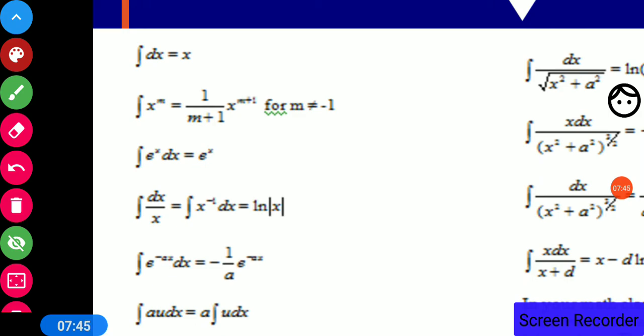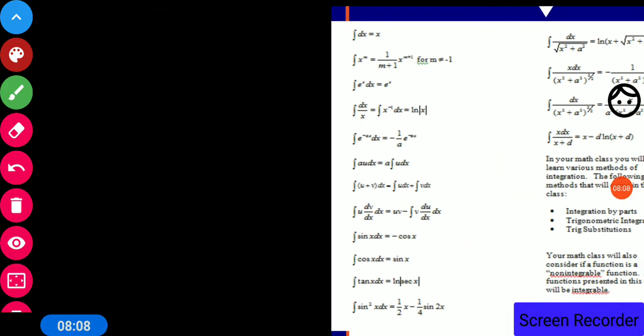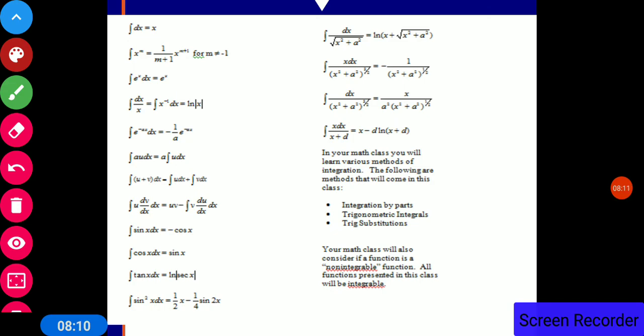Other formulas are also used in mathematics, but for physics only this formula and this one. Integration of dx upon x, that is x raised to power minus 1 dx, is log x to the base e. These two are commonly used, and of these, this one is the most commonly used formula.